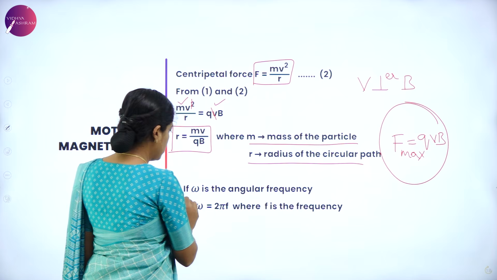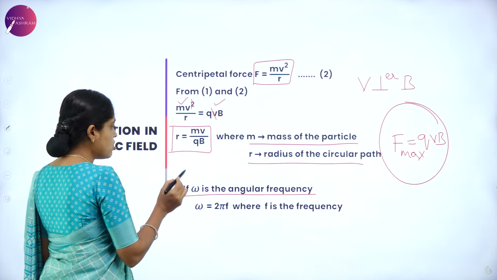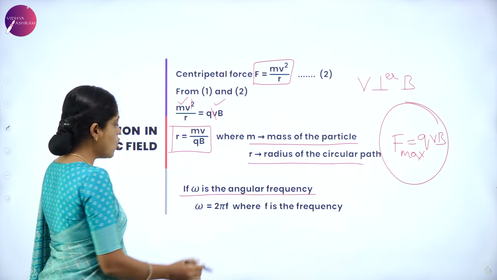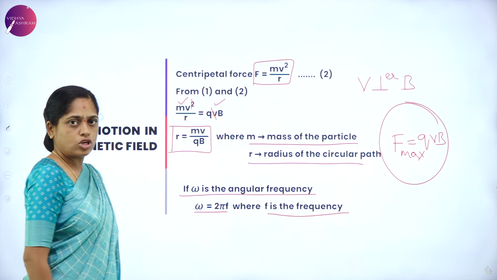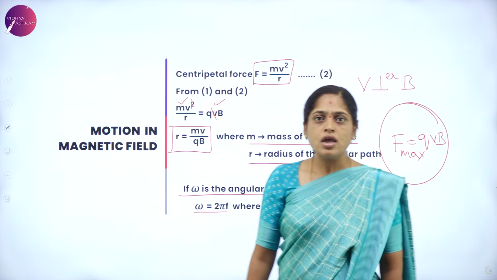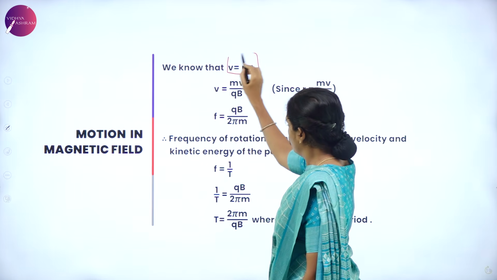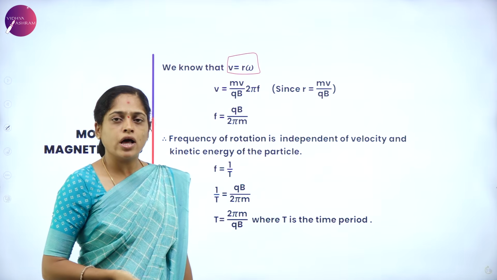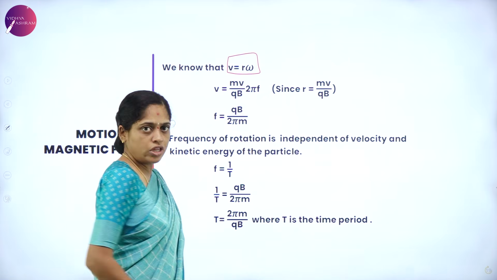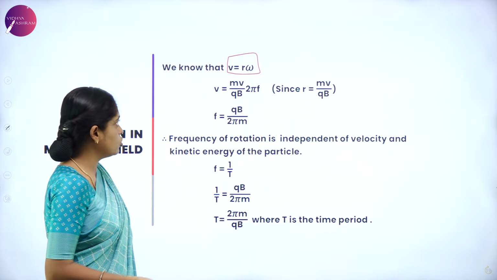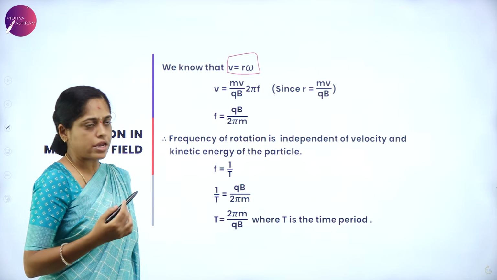Next, let us find the angular frequency as it is following the circular path. Angular frequency is denoted by omega. Omega is equal to 2 pi f, where f is the frequency. You know the relation between the angular frequency and the linear frequency, that is, omega is equal to 2 pi f. And you also know v is equal to r omega, which you have studied in the first chapter, system of particles. This relation relates linear motion to angular motion by the factor r, where r is the radius of the circular path.